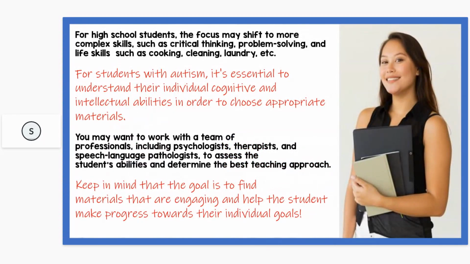But for high school, the focus might shift to more complex things like critical thinking for the students, problem solving, and life skills. I do see a lot of cleaning and laundry, cooking, life skills like that to teach the students so that they can have the skills that they need to get along in their community. And so for a lot of our kids with autism, it's really essential to understand their individual cognitive and intellectual abilities so that you're choosing appropriate materials for them.